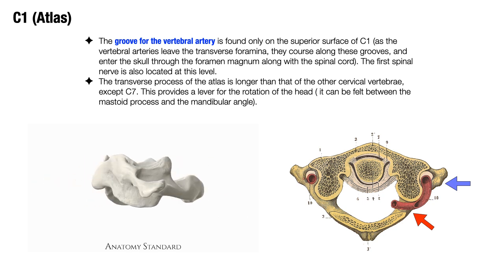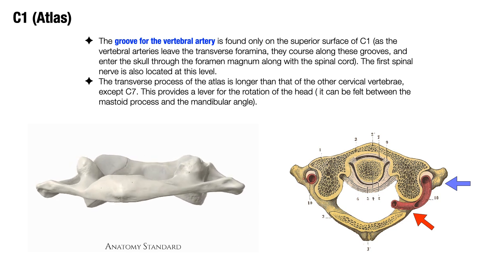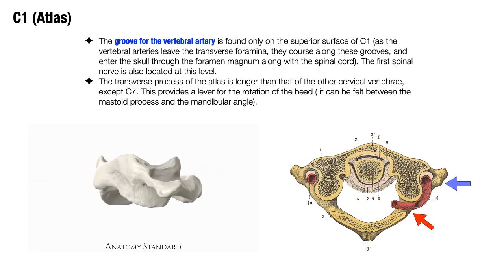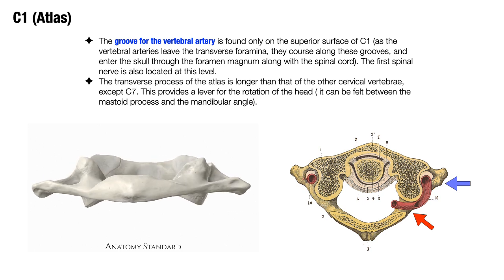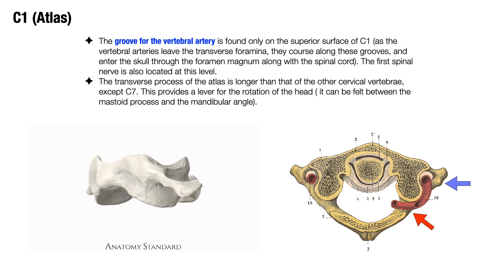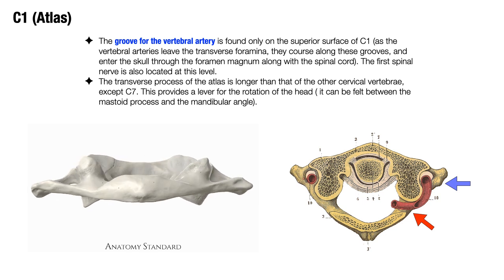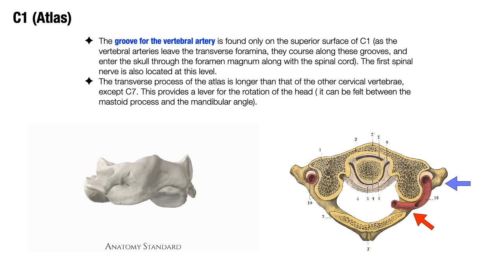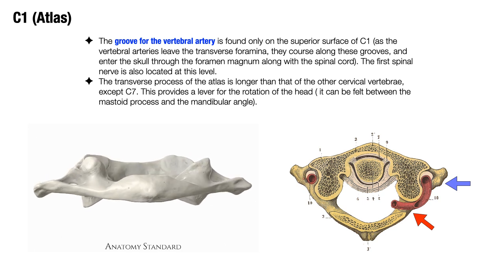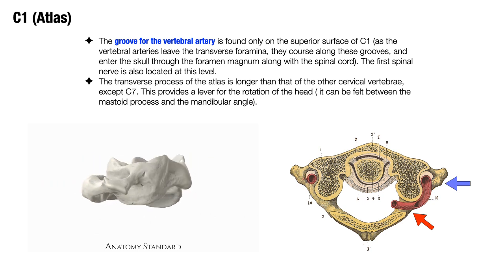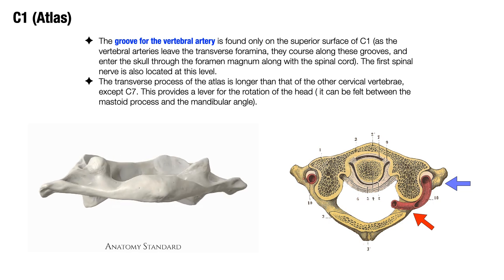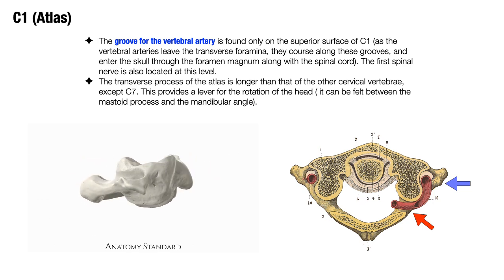The first spinal nerve also uses this groove to exit the vertebral canal. The transverse process of the atlas is longer than the ones of the other cervical vertebrae and is used as a lever to rotate the head, because there are muscles inserting at the tip of those transverse processes. All this is very important for chiropractors when adjusting the atlas. And you know that's a quite common procedure in chiropractic.